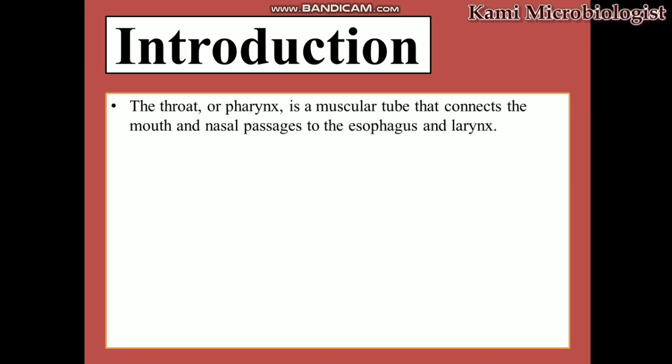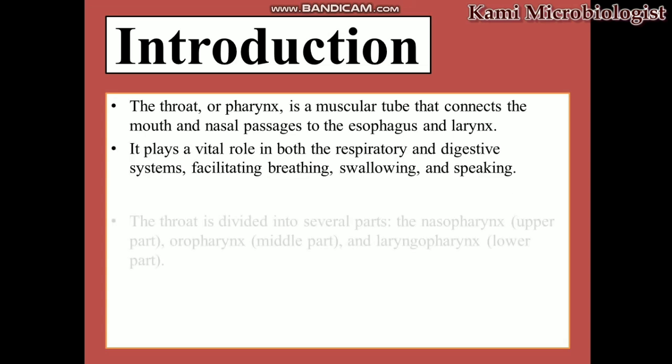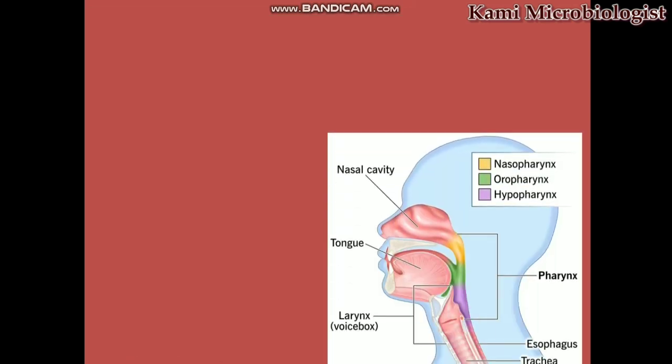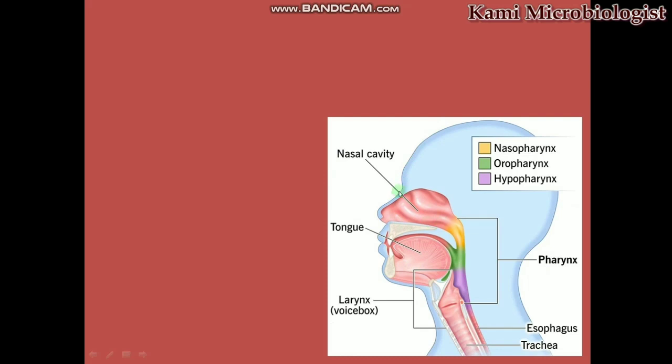What is the throat? The throat is also called the pharynx. Let me show you the diagram. This is the throat anatomy. This is the nasal area, which we can call the nasal cavity. The air comes from the environment to the nose, then travels to the trachea, and then reaches the bronchus, bronchioles, and finally the alveoli. This is how the air moves.